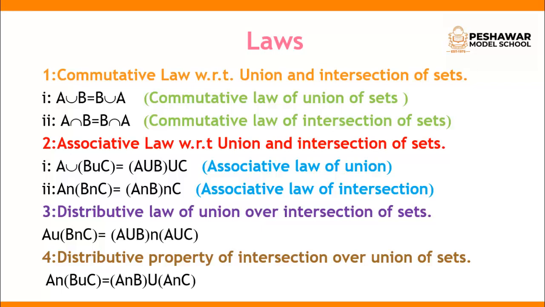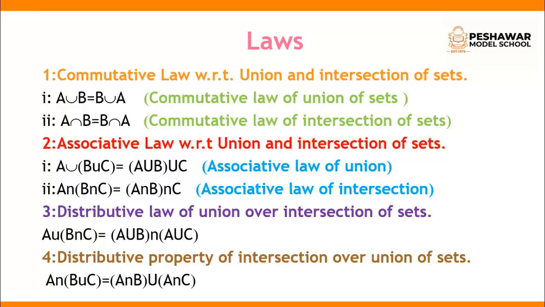Now come to the second topic, that is the associative law with respect to, WRT, meaning W stands for with, R stands for respect and T stands for to, with respect to union and intersection of sets. In this law again we have to use two basic operations, that are union and intersection, but in this associative law we have to use three sets. In commutative law we use two sets, but in associative law we use three sets, set A, set B and set C.